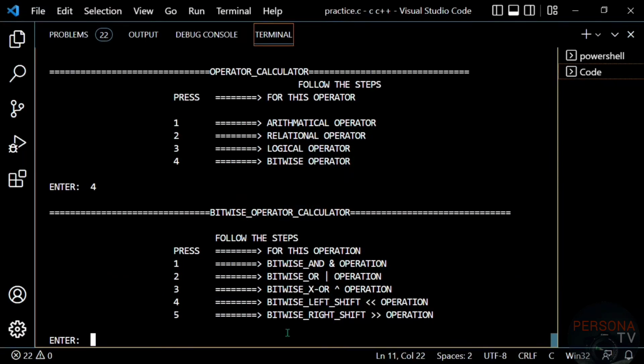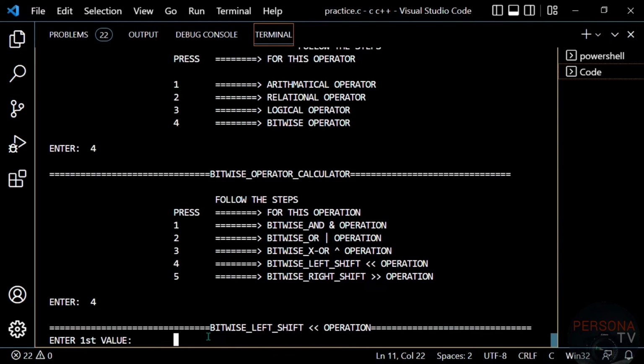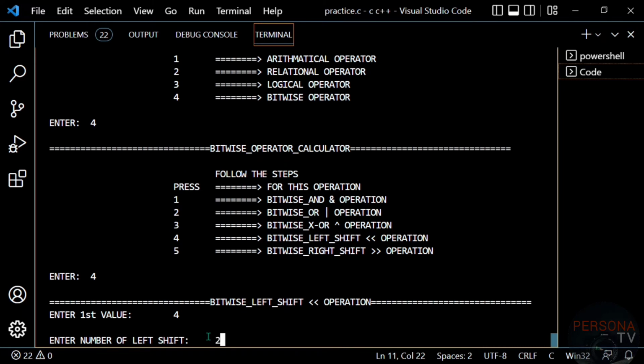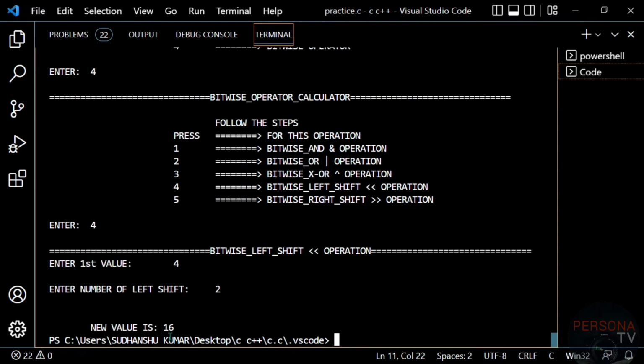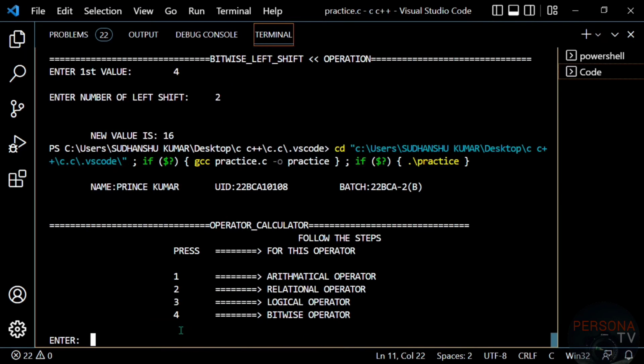I'm going to choose option 4, which is left shift. Enter first value. It means shift 4 by 2 times. Number of shifts: 2 times. The answer is 16. Do you see the value is increased? Okay, let me show you again.